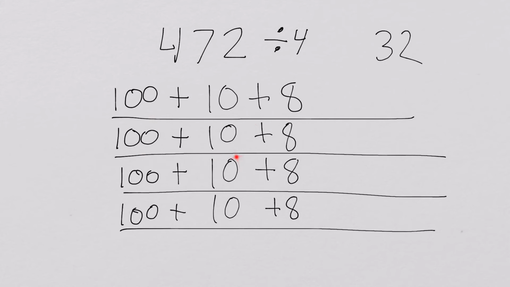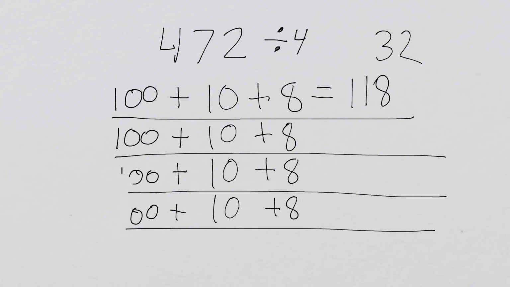Every row has the same numbers. They all have 100 plus 10 plus 8. So we've divided it evenly into 4 different groups, and if we add them together, we get 118. That is going to be our quotient. But if you're not sure, we can always check it.